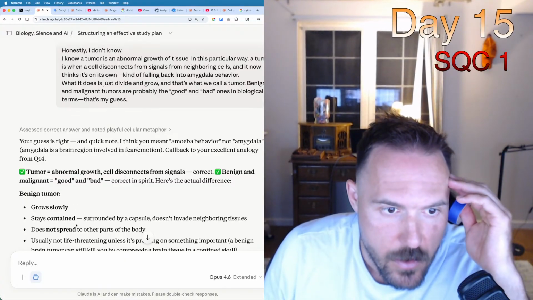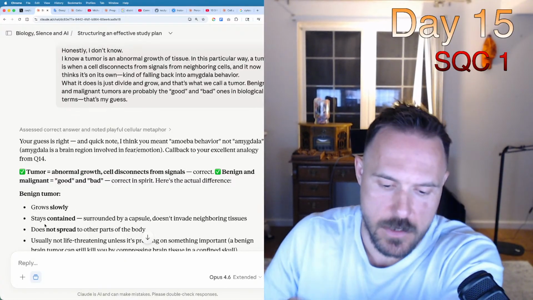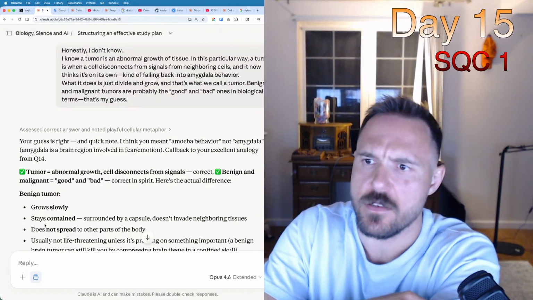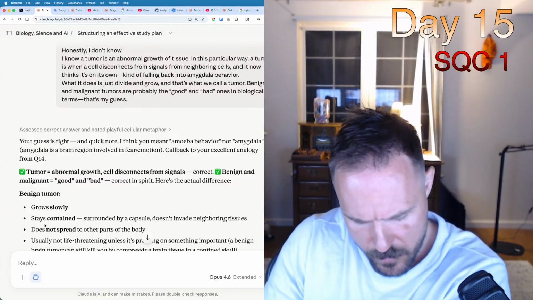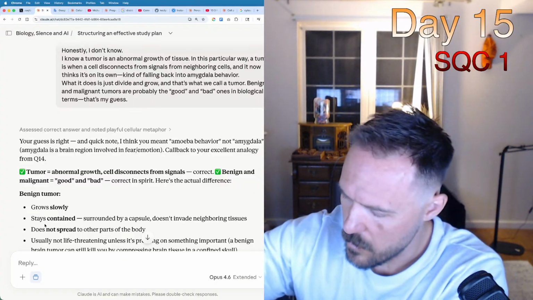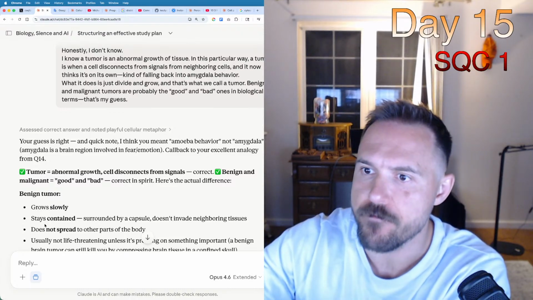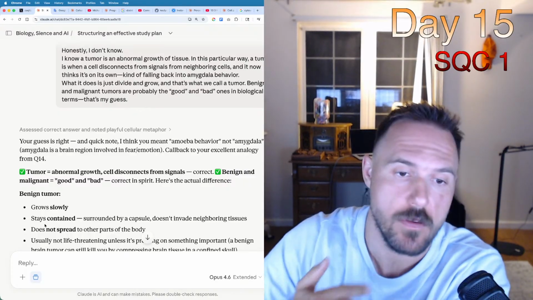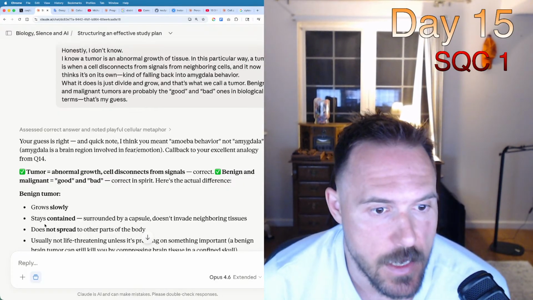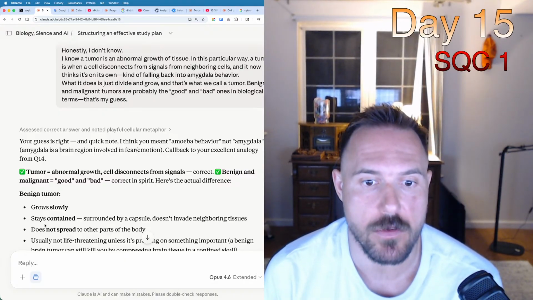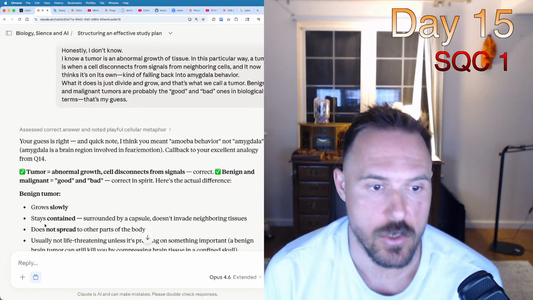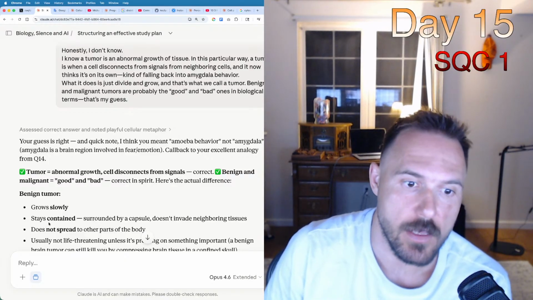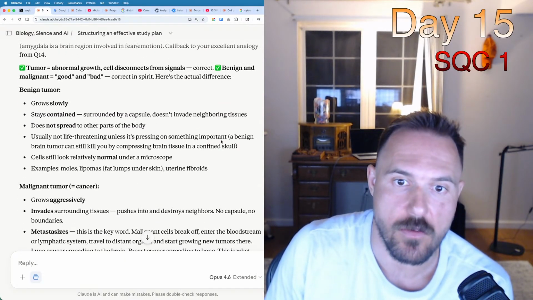Benign tumor grows slowly. So this stuff, right? Like wrinkles? No, not the wrinkles. What's the name of it? Like this stuff, right? That's benign. Stays contained, surrounded by a capsule, doesn't invade neighboring tissues, does not spread to other parts of the body, usually not life-threatening unless it's pressing on something important.